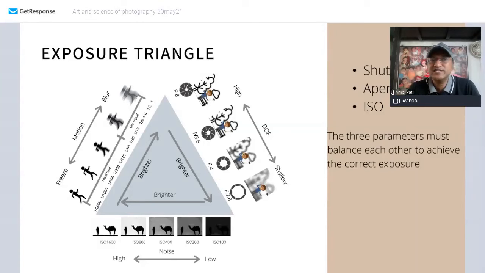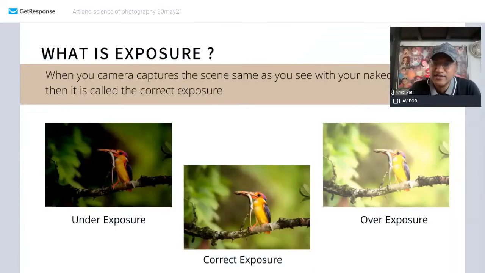Let me come to that in the subsequent slide. First, let me cover what I just said: exposure. When your camera captures the scene the same as you see with your naked eyes, in terms of light, then it is called the correct exposure. Whatever you see with your eyes, when your camera is able to capture the same lighting conditions, it is called a correctly exposed image.